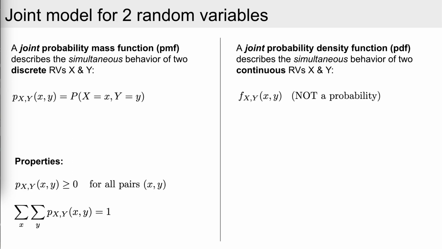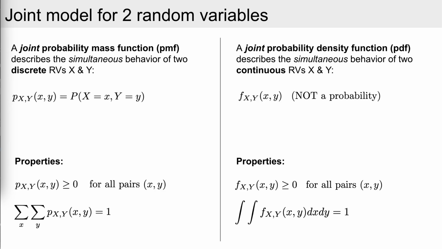Further, to be valid, the joint PDF must be non-negative across all xy pairs. Further, just as a valid discrete PMF must sum to 1 across all xy pairs, a valid continuous PDF must integrate to 1 across all xy pairs. That is, the double integral of f of x, y dx dy equals 1.